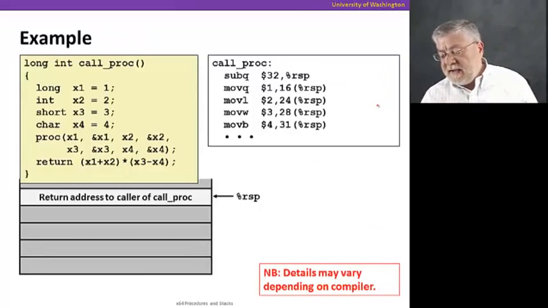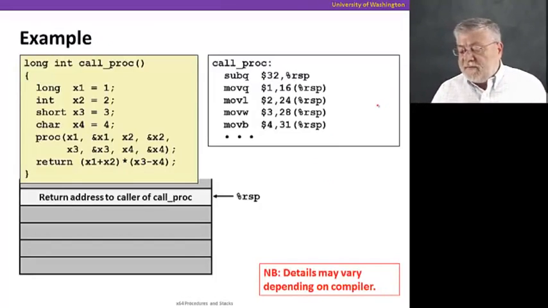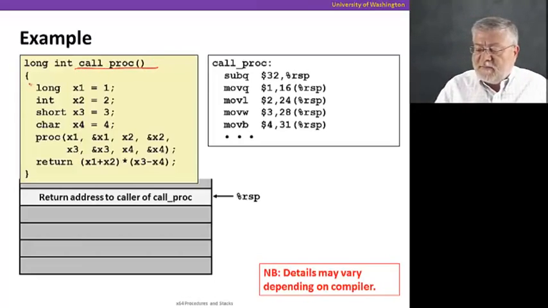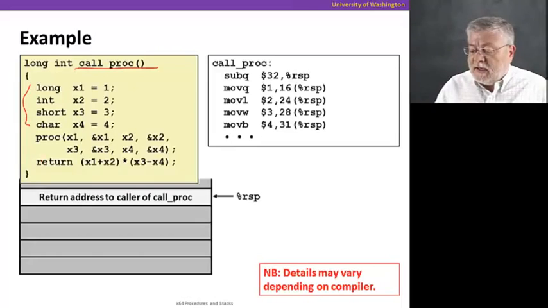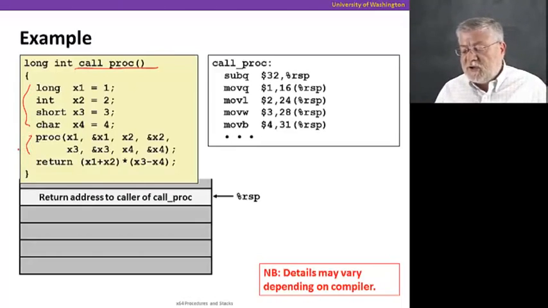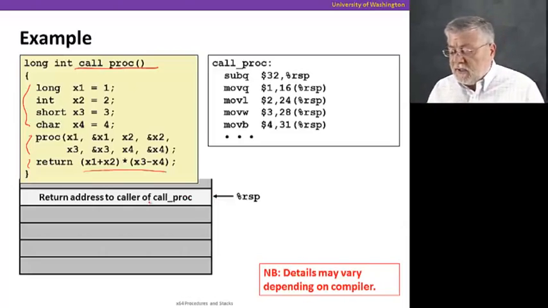All right, let's take a look at an example that illustrates this. We're going to have this function called callproc, which has 4 local variables of different sizes, and then does a call to another procedure called proc, and then finally returns a value that it computes according to this expression. Okay, so the way callproc is going to start, of course, is its stack pointer is pointing to where it has to return in whatever procedure called it.